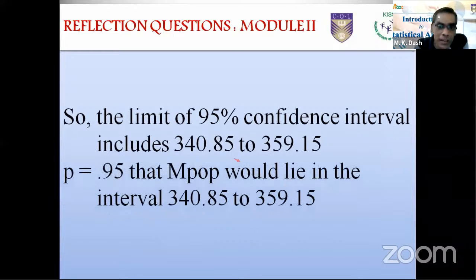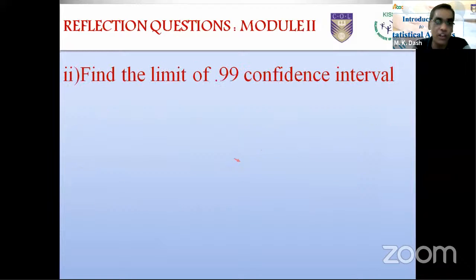So what is the probability? Probability is 0.95 that the population mean would lie in between the interval 340.85 to 359.15. I hope you have got this answer and you must have analyzed and interpreted it in your reflection questions as well. Now, this bit is exactly the same as the previous bit. Let us not take much time because only the critical level is different.